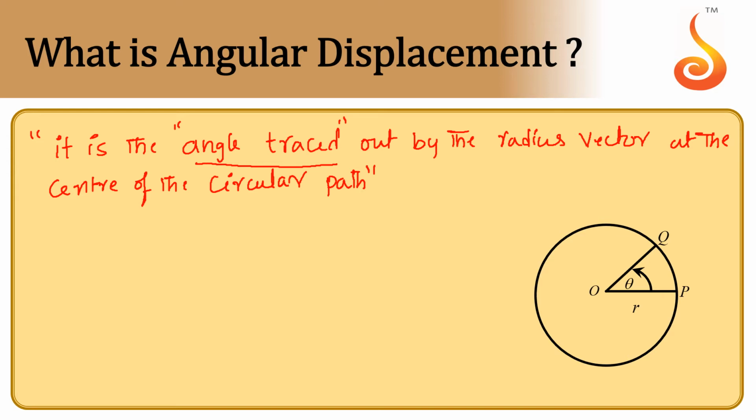Let us look at the diagram. In the diagram, the particle was present initially at a point P. Let the time at that point be 0 and the radius of the circle be r. After a time t, we can identify the particle was located at a point Q. Therefore, the angle the radius vector rotated was theta. Therefore, theta is considered as angular displacement.